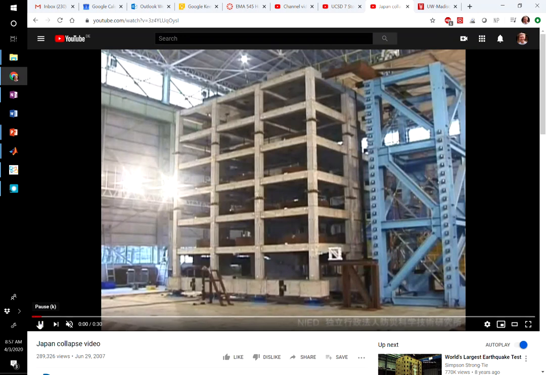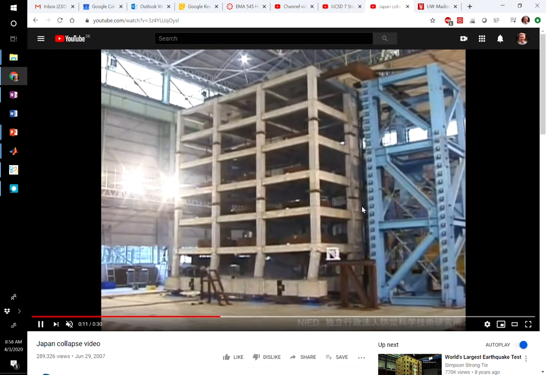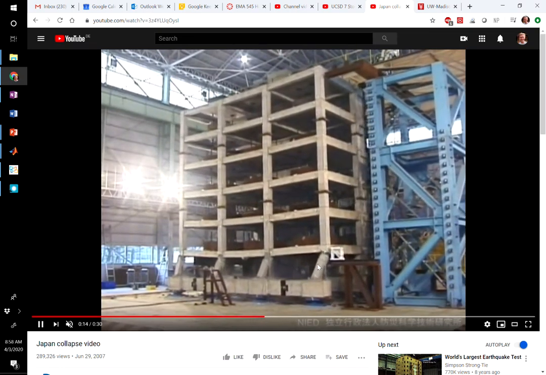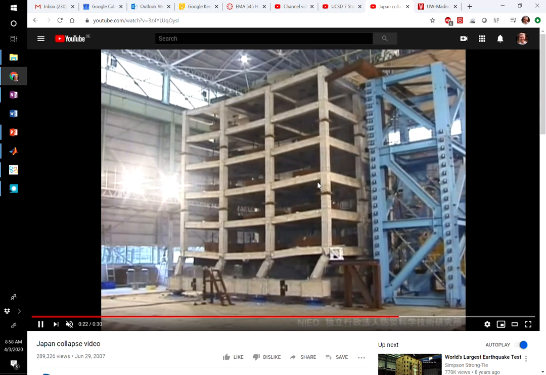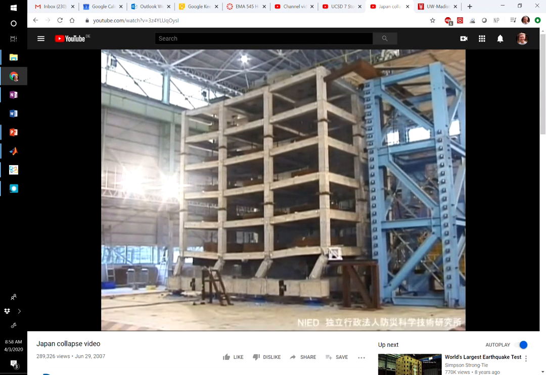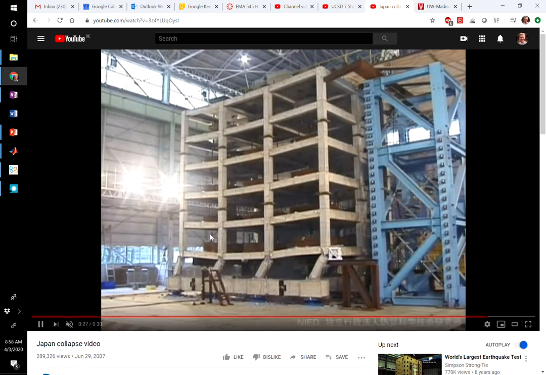Japan has a similar system for studying earthquakes. Theirs is even larger. And here you'll see this multi-story building subjected to an earthquake. And you can see that the first story columns actually fail. So this whole first floor has started to collapse, but otherwise the building stays mostly intact. So yeah, I'm not sure if you'd consider that a success or a failure. Probably you would survive and be able to get out of that building safely, but the building would definitely not be serviceable after the earthquake.